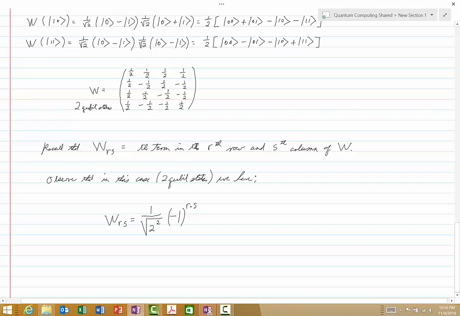Recall that W_RS is the term in the Rth row and Sth column of W, and I'll put a note over here so we don't forget. R and S both range from 0 to 2 to the n minus 1, where n is the number of qubits. So in this particular case, with 2 qubits, n is 2, so we have 2 squared, which is 4, minus 1, or 3. So R and S in this case range from 0 to 3.